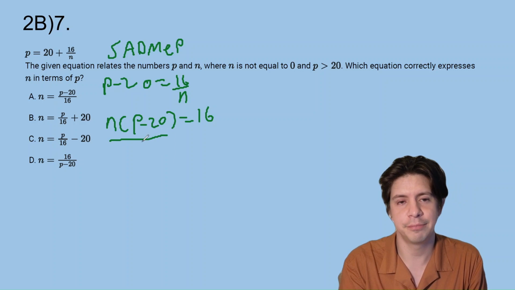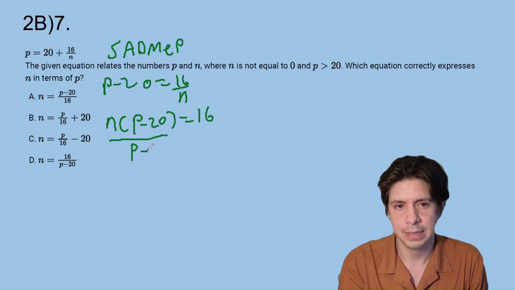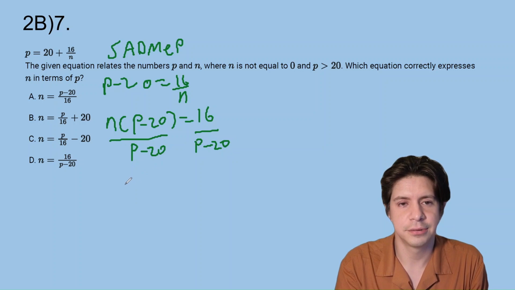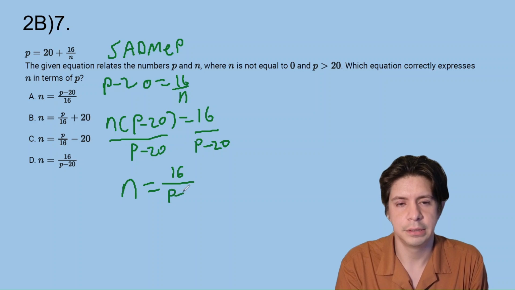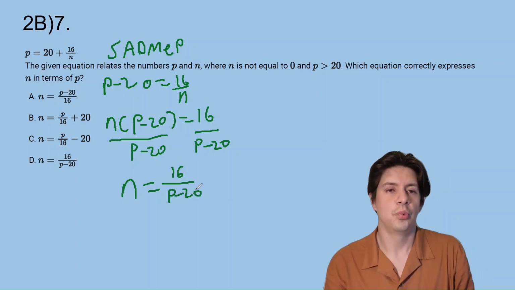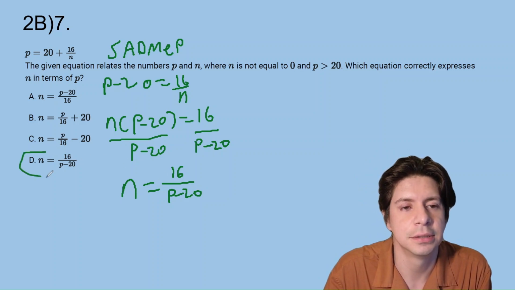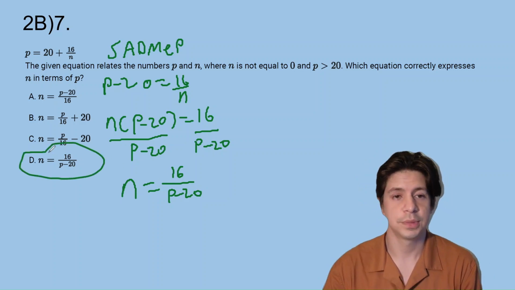So I'm going to divide by p minus 20, because it's getting multiplied by n. So to do the opposite, we just divide. And this is going to give us our answer, which is going to be n equals 16 over p minus 20, which is, when we look at this, D. Okay? So that's how we do it that way.